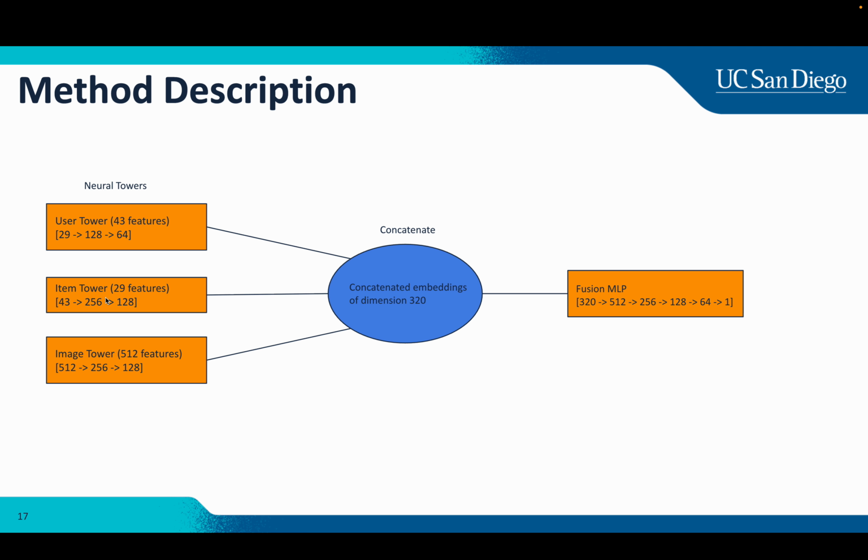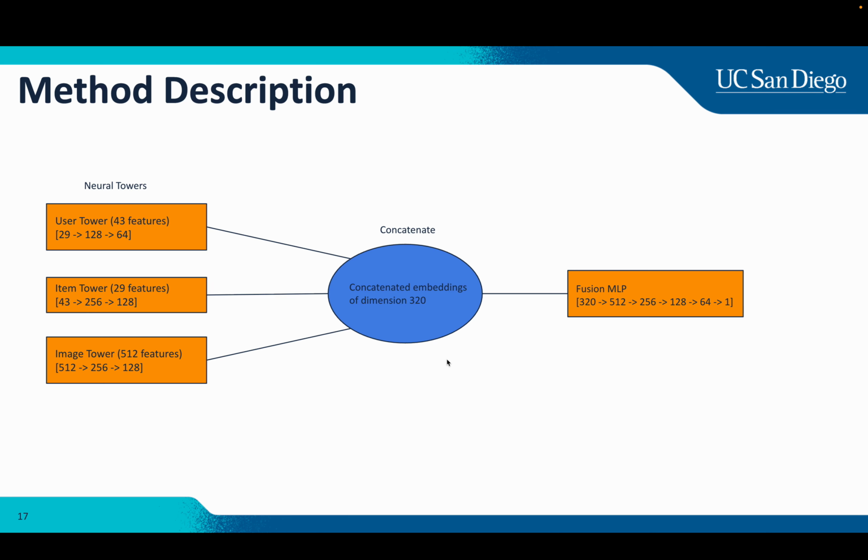This is the user tower that gives out the 128 dimension embedding, and the image tower again gives out the 128 dimension embedding. What is happening here is very important. We concatenate these embeddings, and this fusion MLP is what learns the hidden semantics of user item preferences based on the user features and item features.